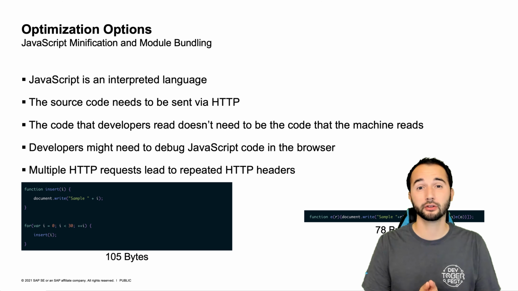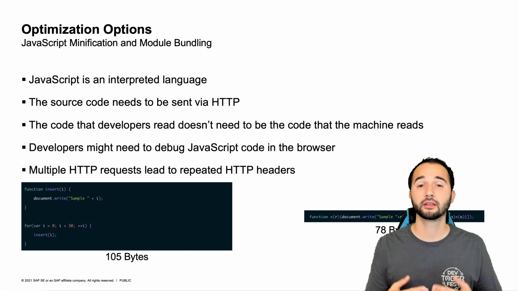But there is also a disadvantage to this side. If a developer wants to debug the source code in the browser, he or she can only see the minified source code, which makes it hard, as it's harder to read these files for humans. But there's a solution to that we'll see in a second.